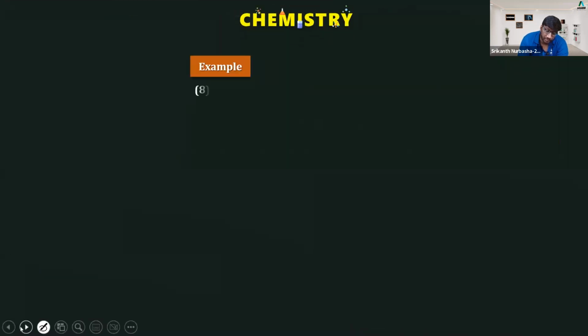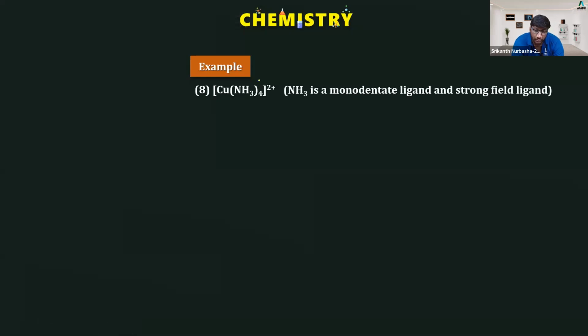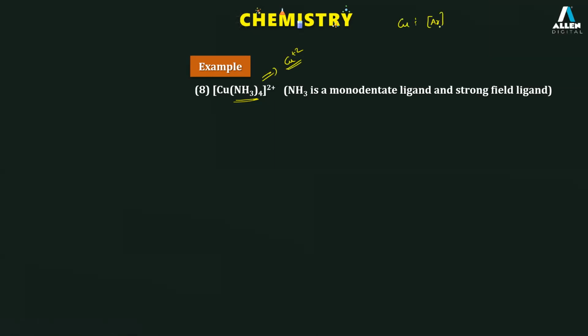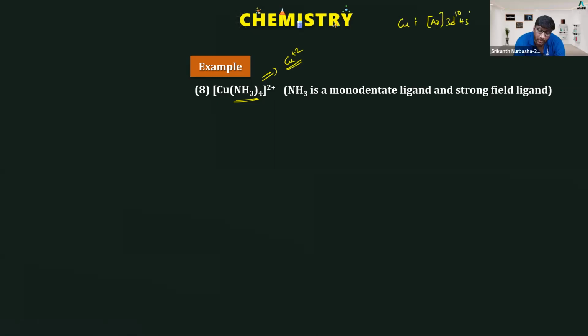Let us take a complex, [Cu(NH3)4]2+. What is the electronic configuration of copper here? First, NH3, ammonia, is a monodentate ligand and it is a strong field ligand, and copper is in the +2 state. Copper's electronic configuration is argon 3d10 4s1. Cu2+ will be argon 3d9 4s0. So we have a 3d9 scenario.